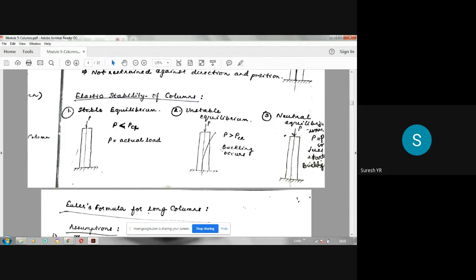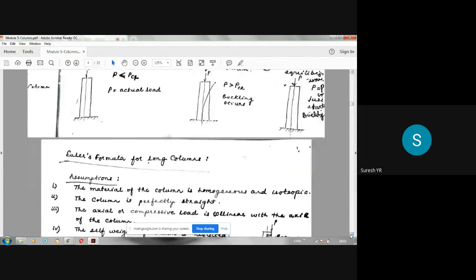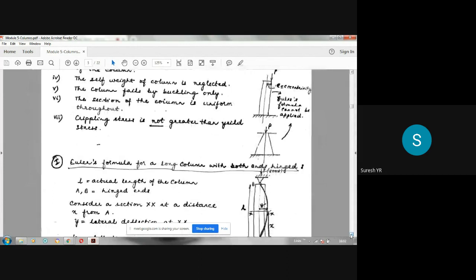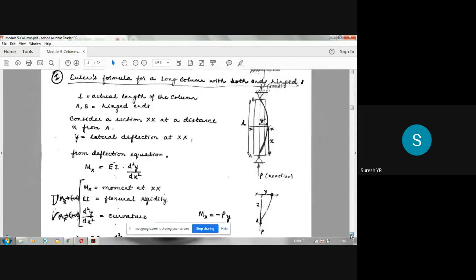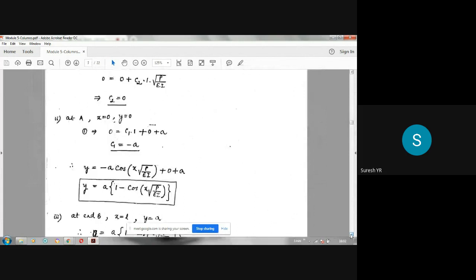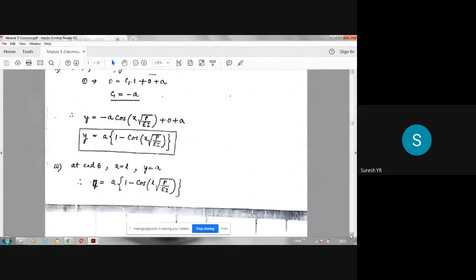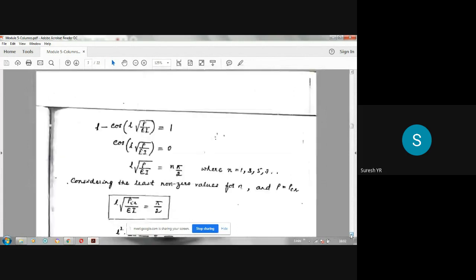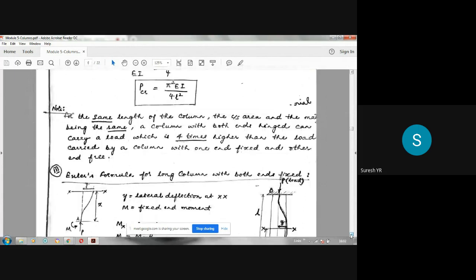So this is what I wanted to explain today. Tomorrow I will be taking the derivation part. So Euler's equation derivation is there. There are 4 derivations in this because I have told you that there are 4 boundary conditions: both ends hinged, both ends fixed, one end fixed and one end hinged, and one end fixed and one end free. So there are 4 derivations.